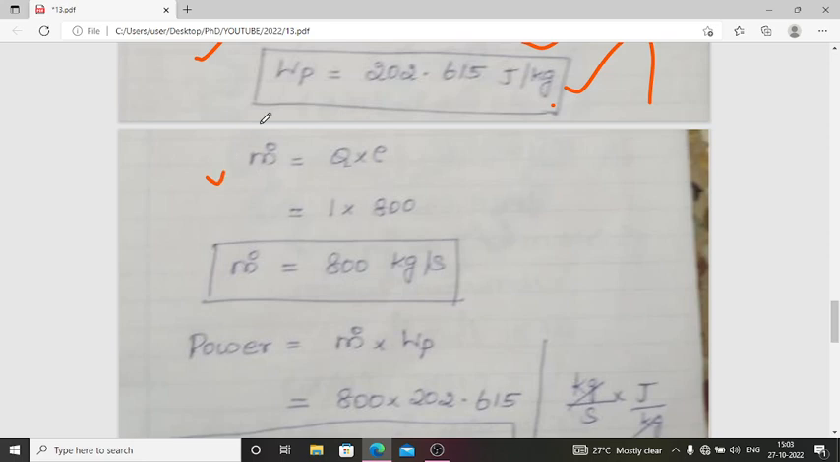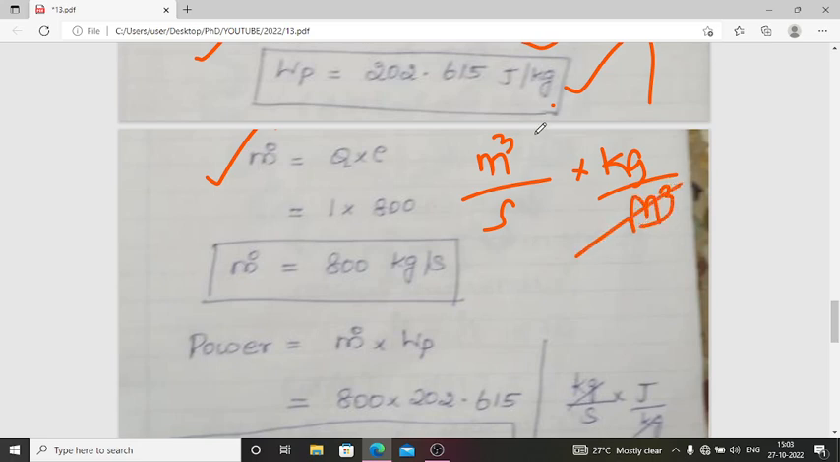So what is the mass flow rate formula? Mass flow rate is equal to volumetric flow rate into density. The volumetric flow rate is 1 meter cube per second. The density unit is kg per meter cube. So here substitute the density in kg per meter cube. Meter cubes are cancelled, and finally we get kg per second. So the mass flow rate is 800 kg per second.